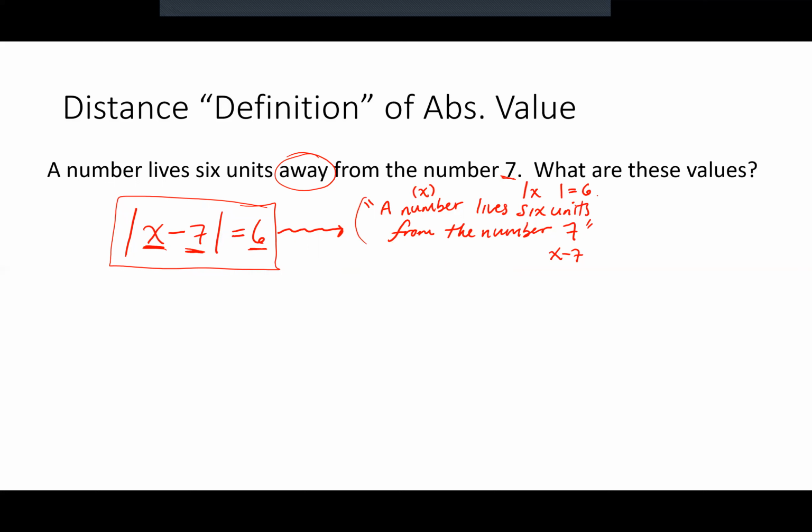A number lives 6 units away from the number 7. The number 7 is denoted as x minus 7. A number is x. And when we say a number lives 6 units away, we're talking about the absolute value being equal to 6. So what are these numbers, by the way? Well, you probably drew a number line in your head and said, okay, we start at 7. And we go 6 units this direction, we're going to have 13. And we go 6 units this direction, we're going to have 1. Okay, we'll get to those values.